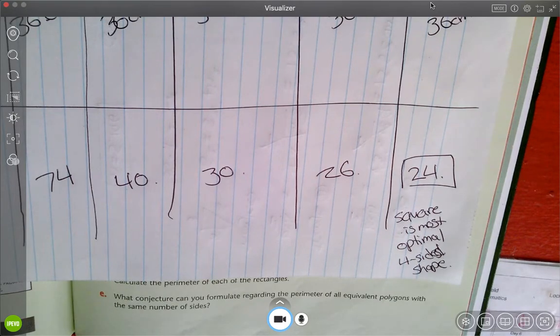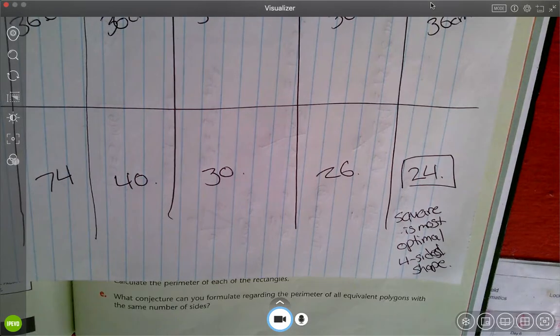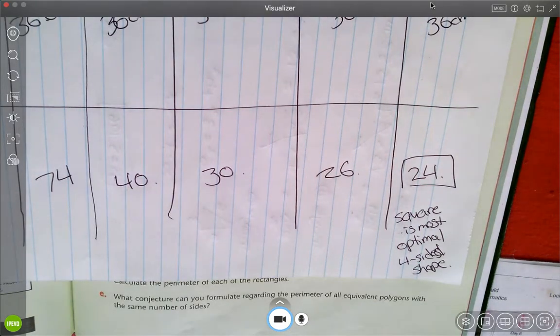So square is the most optimal four-sided shape. So if you are constrained to a four-sided shape, a square is going to be the most optimal situation. Okay? So if someone says I need a package that's a rectangular prism that holds 100 centimeters squared, the optimal would be a 10 by 10. Okay? It's a square.